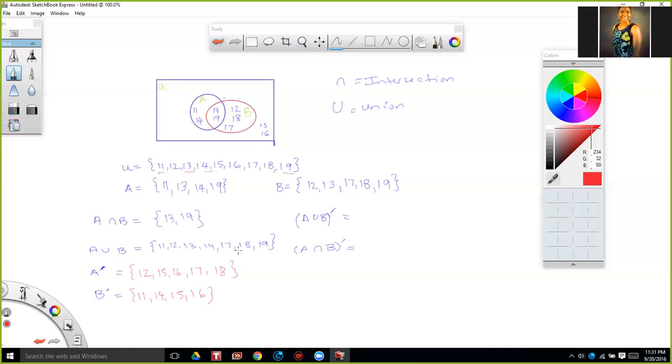Now looking at this one, we have the union of A and B, but we want the prime of the union. We know the union is all of this: 11, 12, 13, 14, 17, 18, and 19. So what's not part of the union would be just 15 and 16.